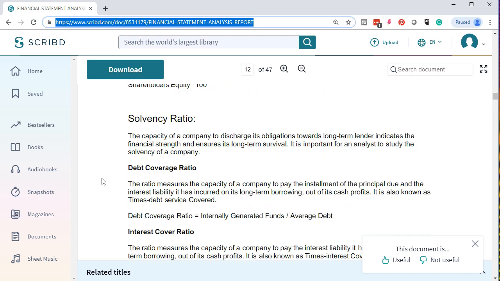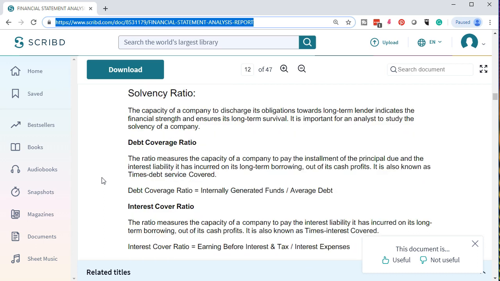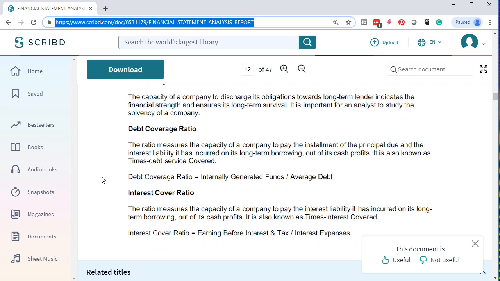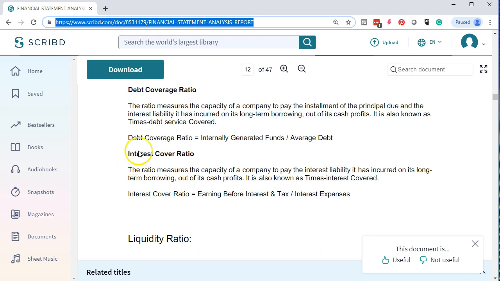Solvency ratio. The capacity of a company to discharge its obligations towards long-term lenders indicates the financial strength and ensures its long-term survival. It is important for an analyst to study the solvency of a company. We have the debt coverage ratio. The ratio measures the capacity of a company to pay the installment of principal due and the interest liability it has incurred on its long-term borrowing out of cash profits. It is also known as times debt covered, or debt service coverage. So we have the debt coverage ratio.